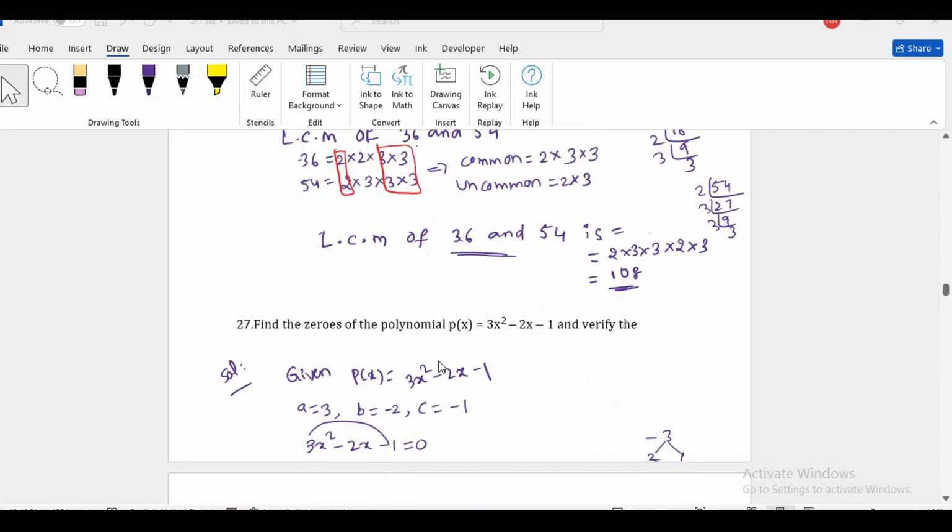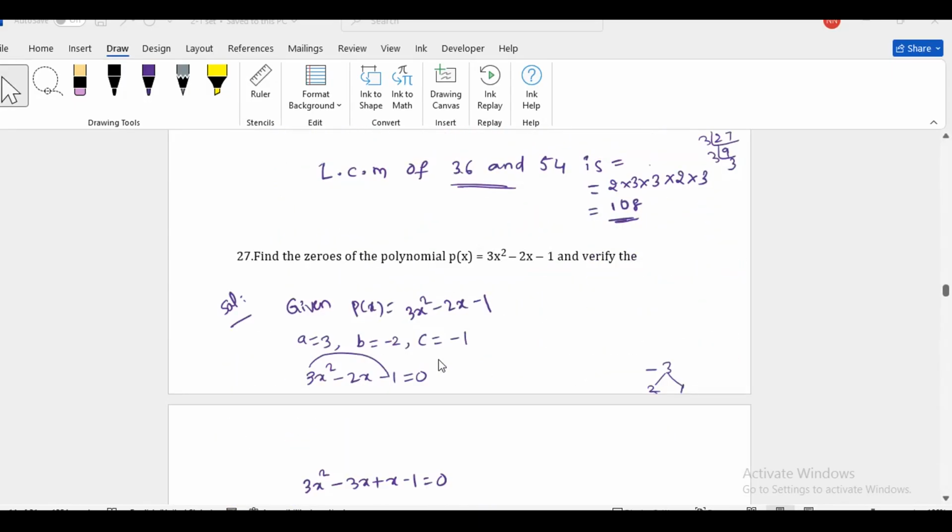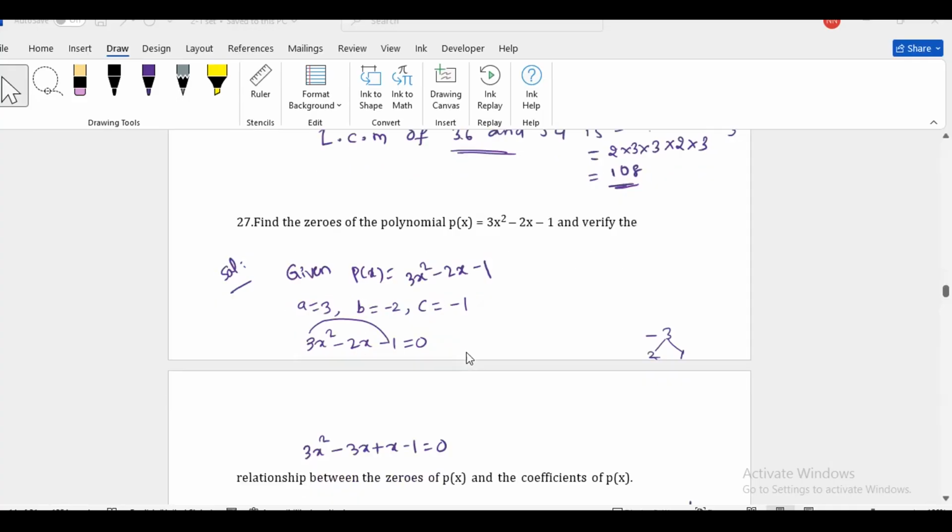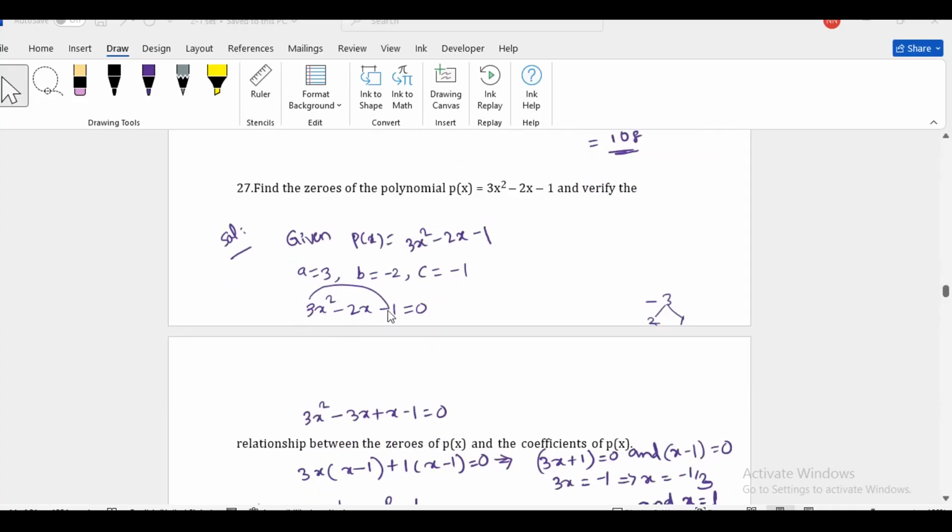Next, 27th question: find the zeros of the polynomial p of x is equal to 3x square minus 2x minus 1 and verify the relationship. This is given, p of x is equal to 3x square minus 2x minus 1. From here, a is equal to 3, b is equal to minus 2 and c is equal to minus 1. Now split the middle term, that is 3 into minus 1, which is minus 3. We can write minus 2x as minus 3x plus x.